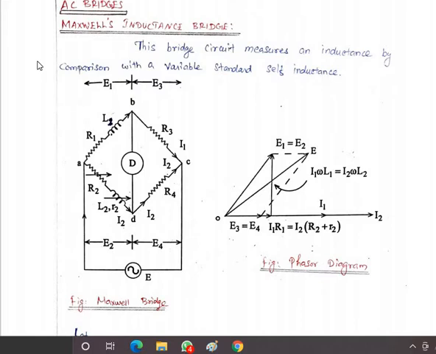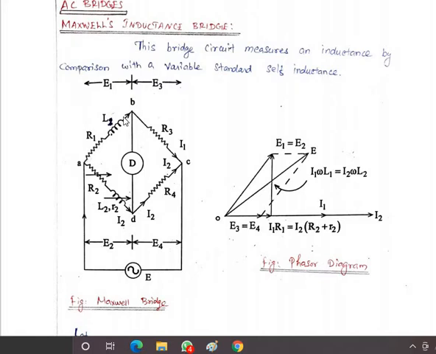It's simple. AC bridges are nothing but we insert an AC source instead of the DC source. Okay, that's all. Here the first bridge is the Maxwell inductance bridge. This bridge circuit can be used to measure the unknown inductance by comparing with a standard inductance. So we can find the unknown inductance value by comparing with a known inductance value. And this is the circuit diagram.